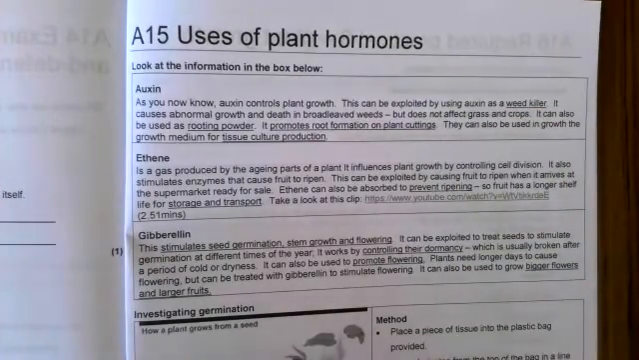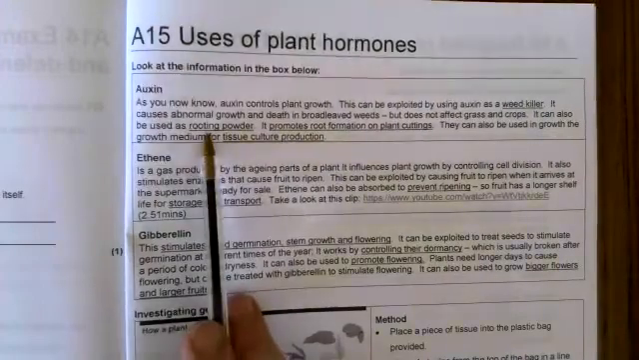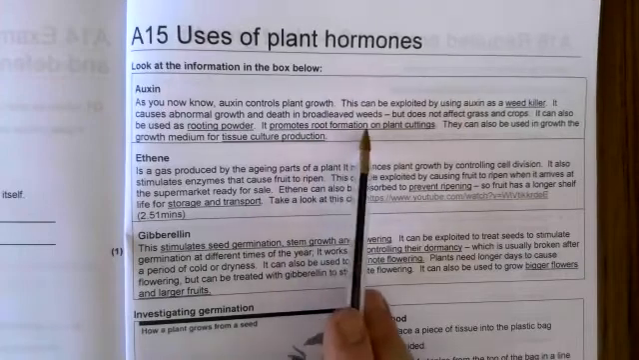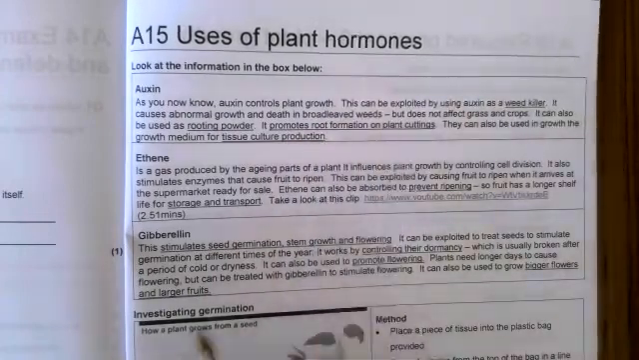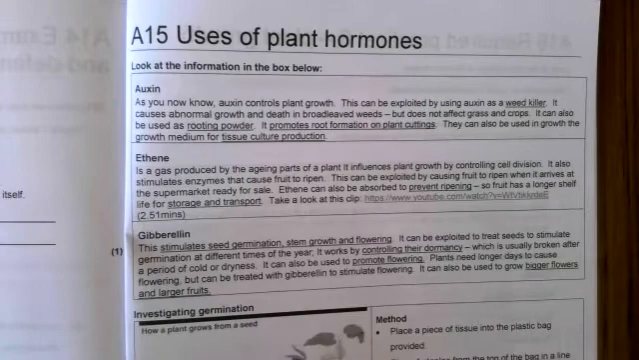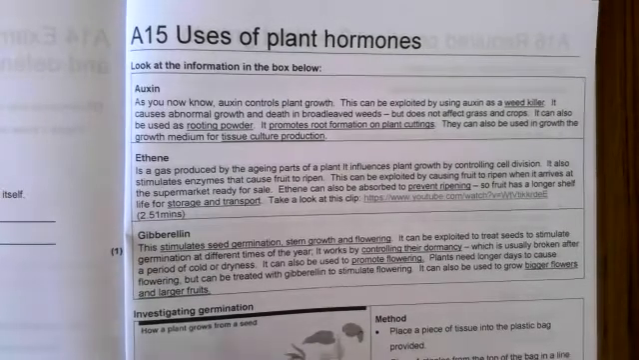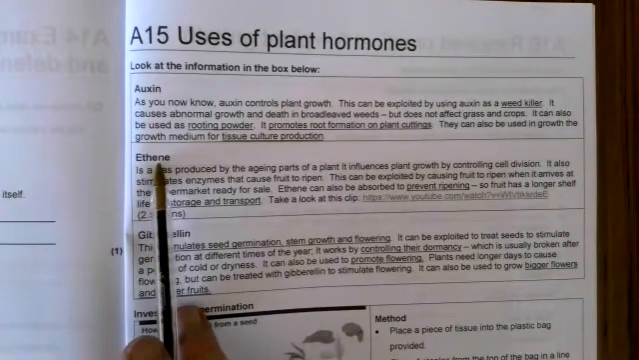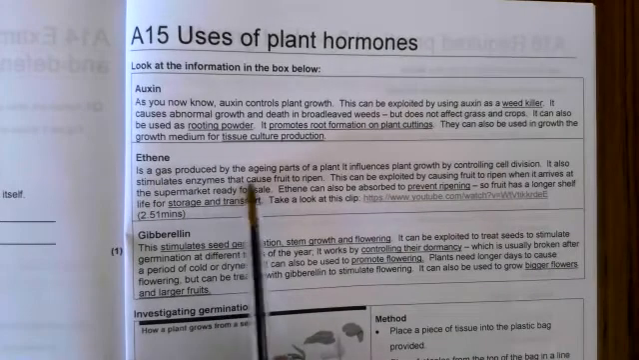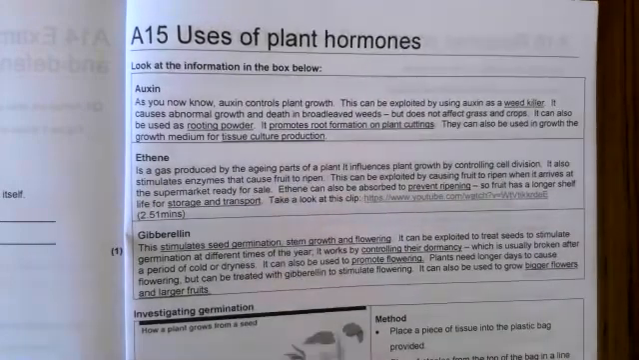The other thing we can do, and it might be a little bit confusing, is use it as something called a rooting powder. It will actually promote the formation of roots on plant cuttings. If you cut a section off a plant and dipped it into auxin, it would encourage roots to grow, and then you could plant that section that you've cut from the plant. Ethene, sometimes called ethylene, is another hormone. This stimulates enzymes that cause fruit to ripen. So it's all about ripening of fruit.